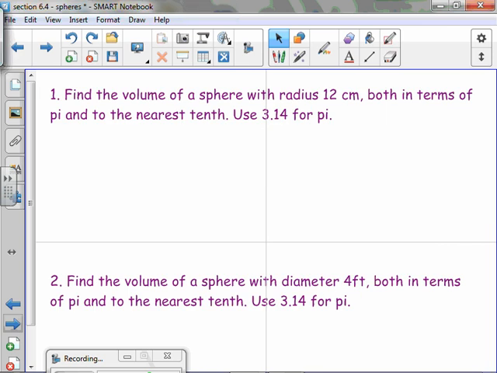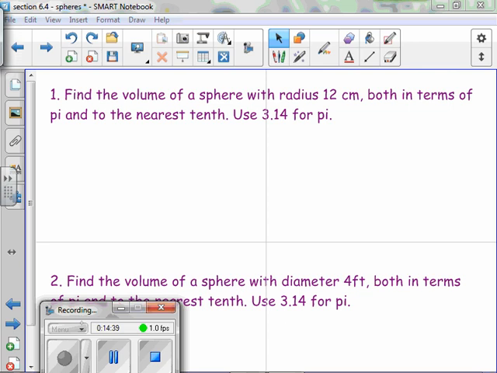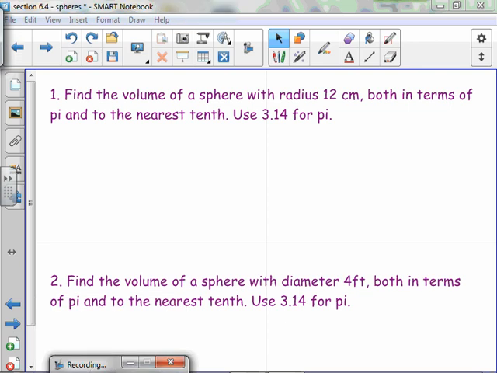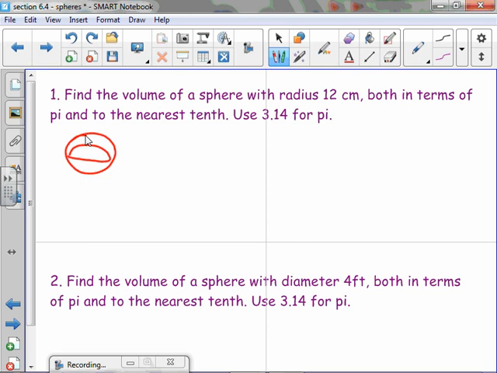So, we have 2 practice problems. First of them is to find the volume of a sphere with radius 12 centimeters, both in terms of pi and to the nearest 10th. And we're going to use 3.14 for pi. So, first thing I'm going to do is draw a sphere, just because I like to.